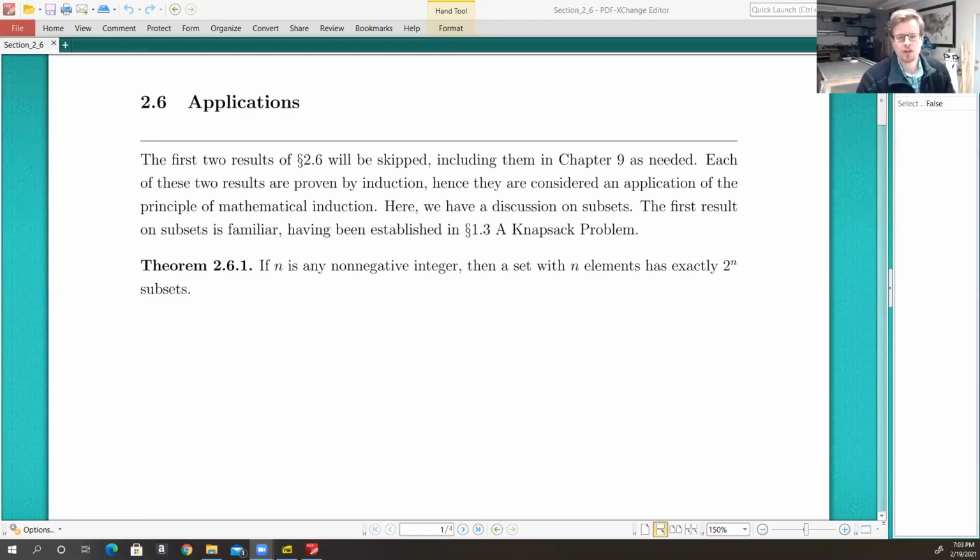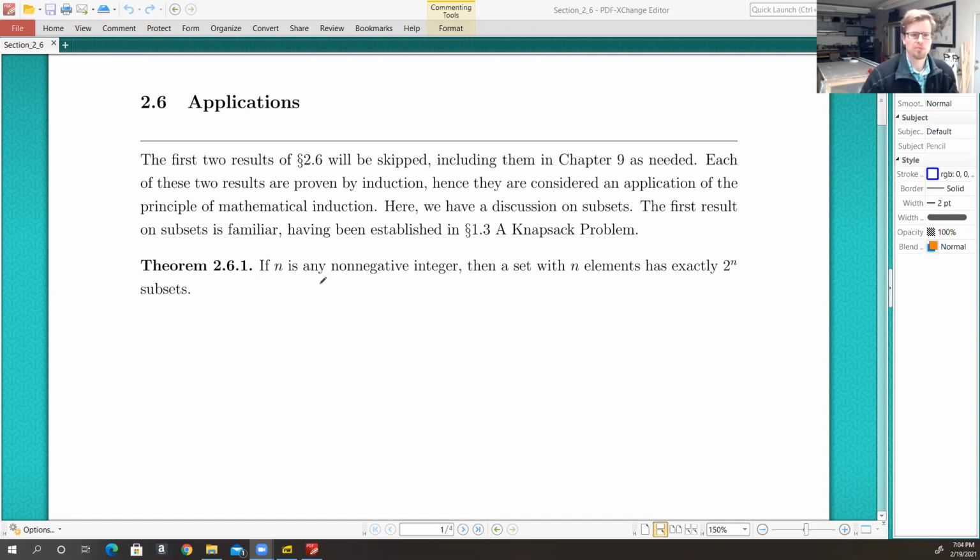So again, back in chapter 1, section 3, a knapsack problem, we saw that a set with n elements has exactly 2 to the n subsets. And that's what we want to take a look at here, is we want to prove it. And we want to prove it for any integer n, any non-negative integer, so 0, 1, 2, and so forth.